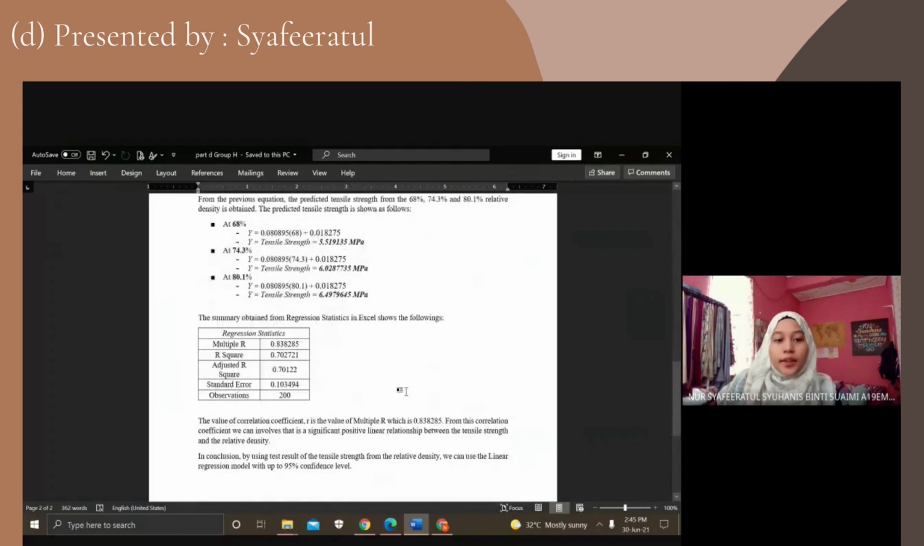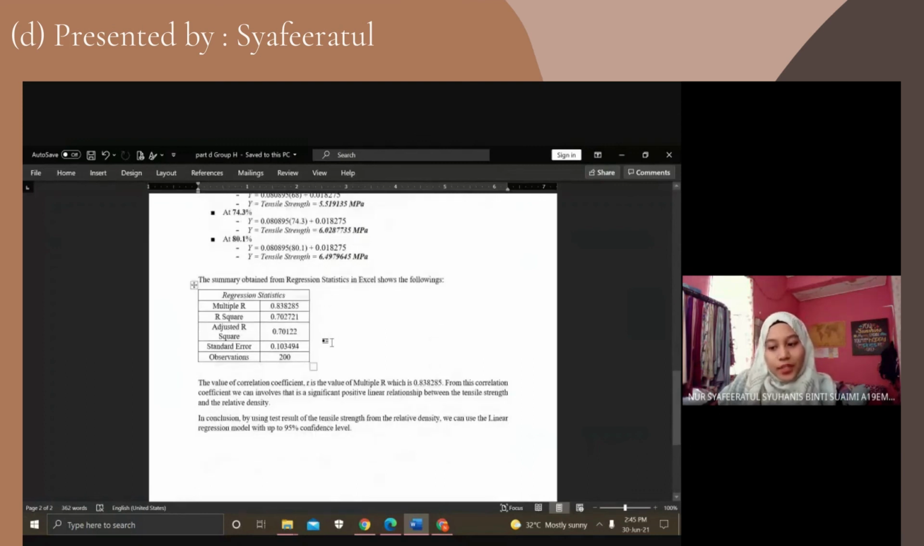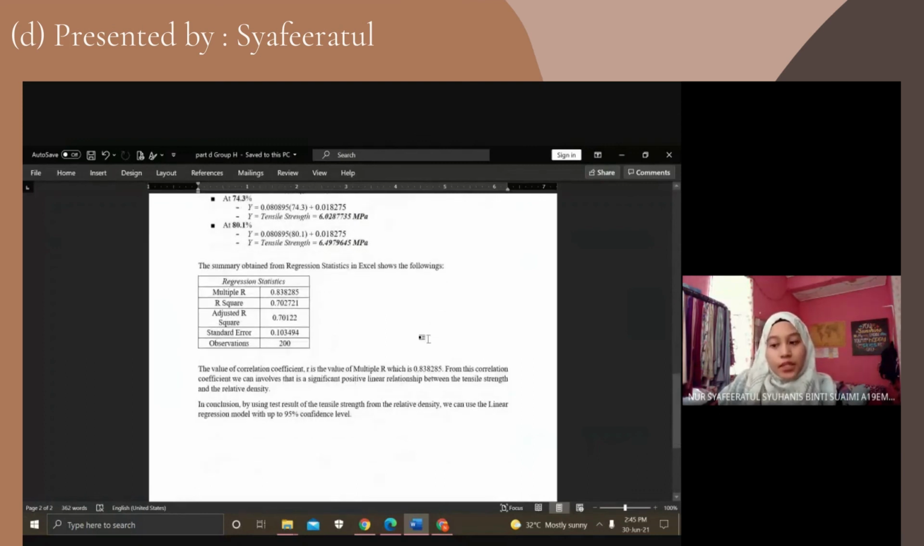So multiple R is 0.838285. Looking at this table, we can see that multiple R is the same as the correlation coefficient. So in conclusion, by using the test result of the tensile strength from the relative density, we can use the linear regression model with up to 95% confidence level. So that's all for me. Thank you.